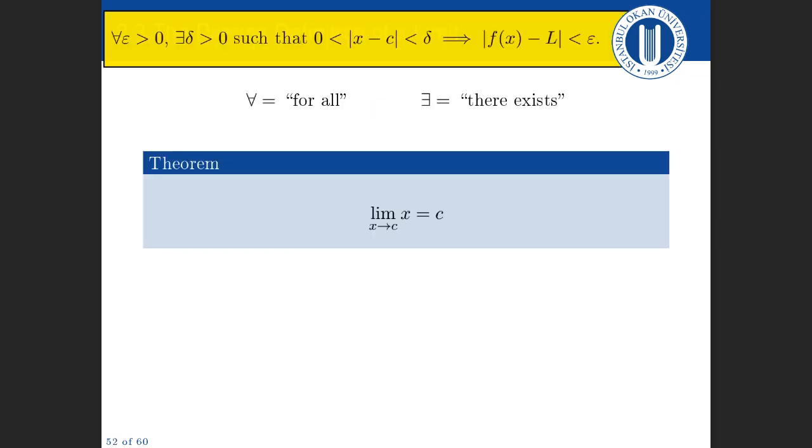Let me introduce two new symbols. This upside down capital A is the symbol for all, and this backwards capital E is the symbol for there exists. And you can remember which is which. All starts with the letter A and exists starts with the letter E.